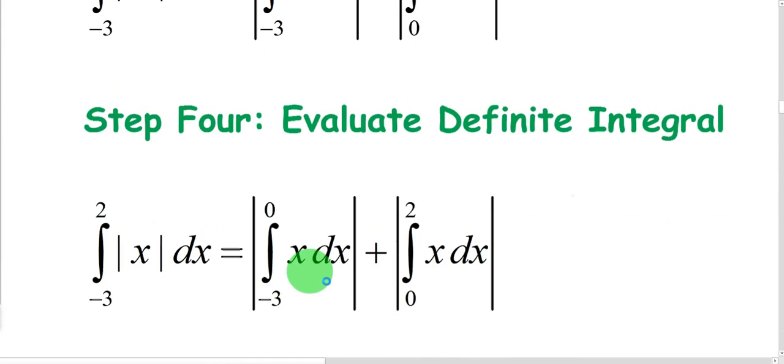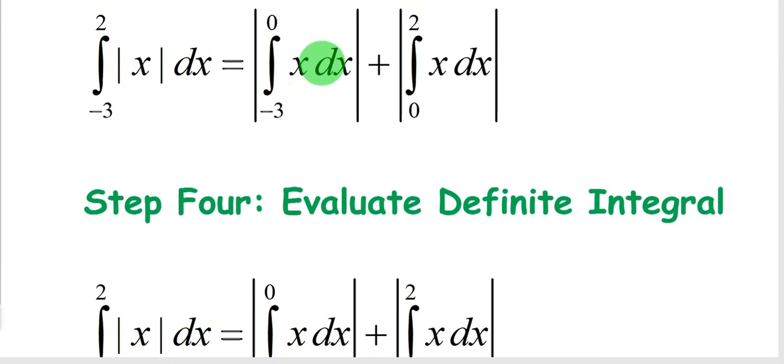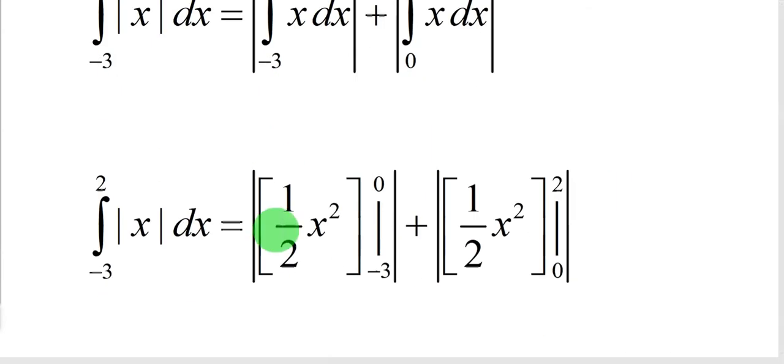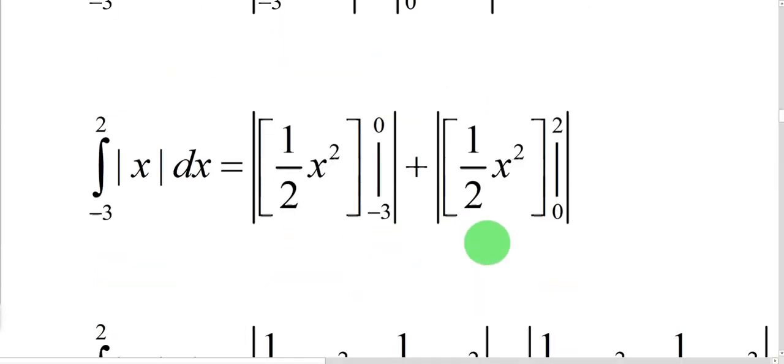Alright, so now we're going to evaluate the definite integral. So you antidifferentiate x, which is 1/2 x squared, using the reverse power rule. The first one is from -3 to 0. Again, it's broken up based on that x-intercept. The second one is the same antiderivative, but it goes from 0 to 2.